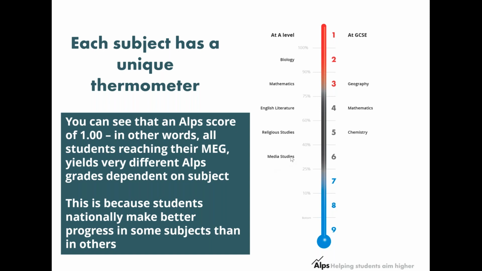However, if I was a media studies teacher, then if I get 1.00, oh my goodness, it puts me down in a grade 6, which is almost down towards the bottom 25%, because students do better nationally in media studies than they do in biology against those MEGs. Why is that? Because of lots of different factors. And don't just jump on the difficulty bandwagon.